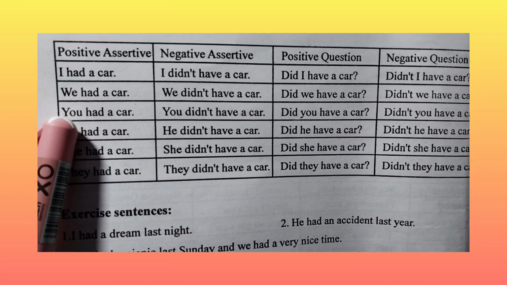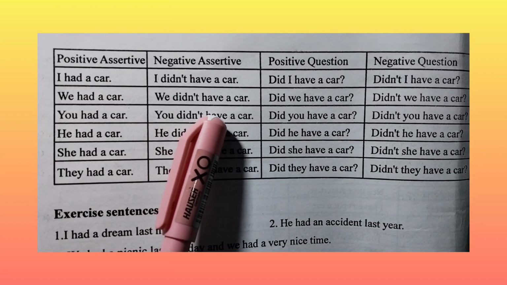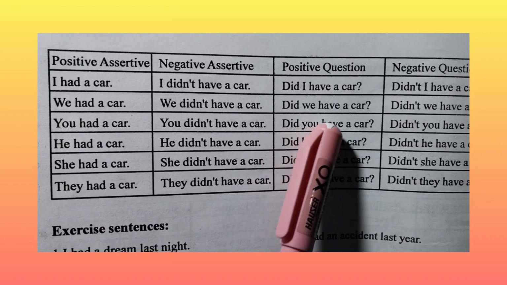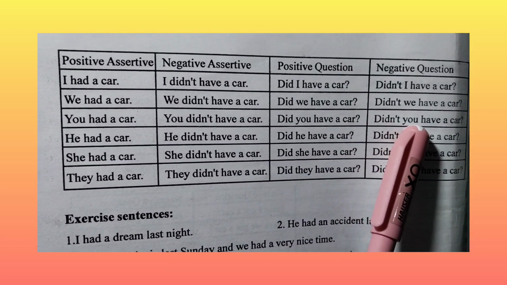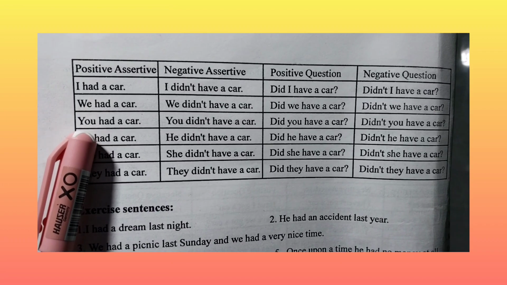Next one. You had a car, tumar ekhon gari asil. You didn't have a car, tumar ekhon gari nasil. Did you have a car? Tumar ekhon gari asil neki. Didn't you have a car? Tumar gari nasil neki.